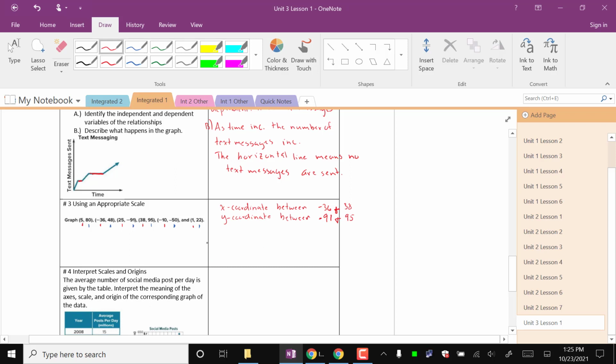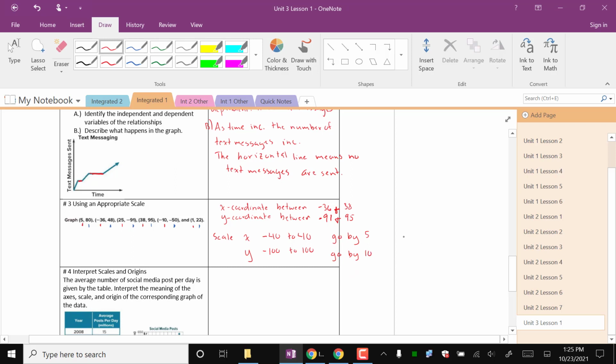So a good scale would be between, for our x, negative 40 to 40. For our y, it's going to be negative 100 to 100. And what should be our interval? Well, for the x's, we're going to go by 5. For our y, we're going to go by 10.